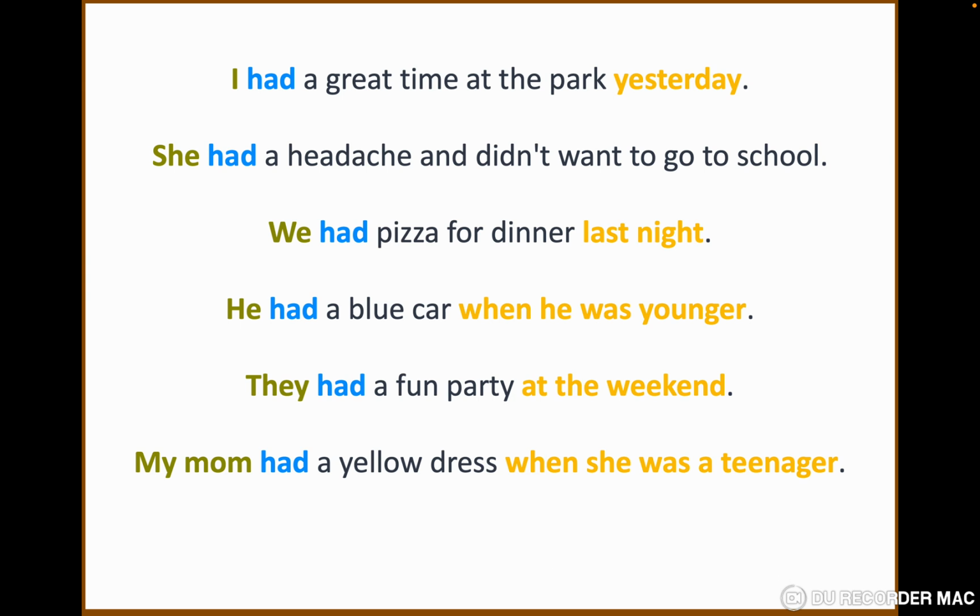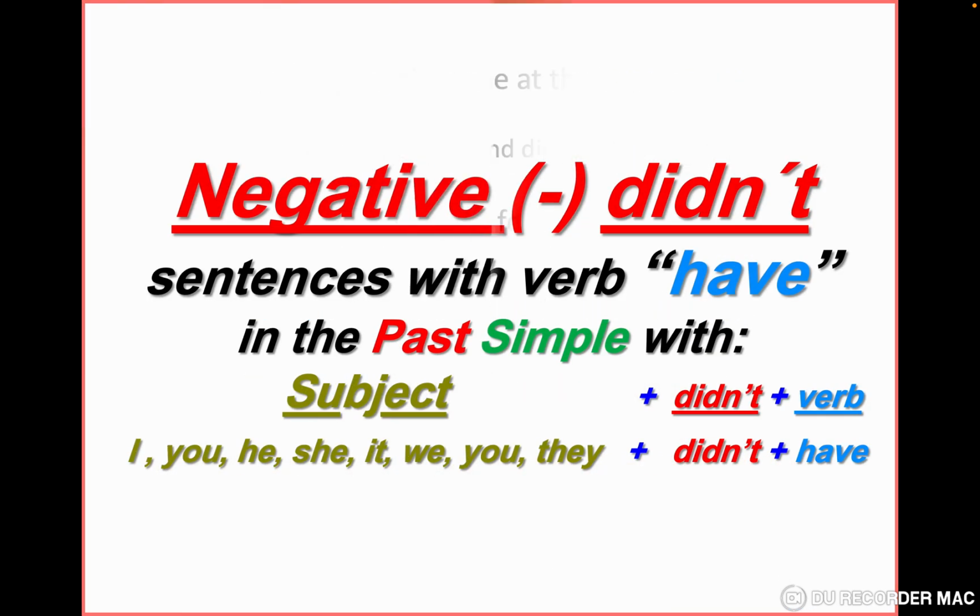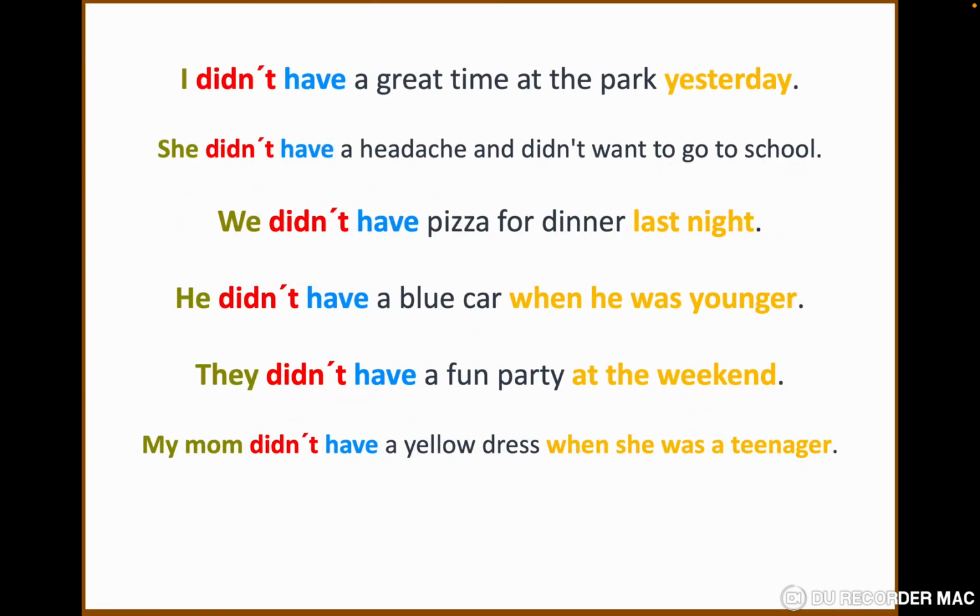Let's see the negative form. I didn't have a great time at the park yesterday. She didn't have a headache and didn't want to go to school. We didn't have pizza for dinner last night. He didn't have a blue car when he was younger. They didn't have a fun party at the weekend. My mom didn't have a yellow dress when she was a teenager.